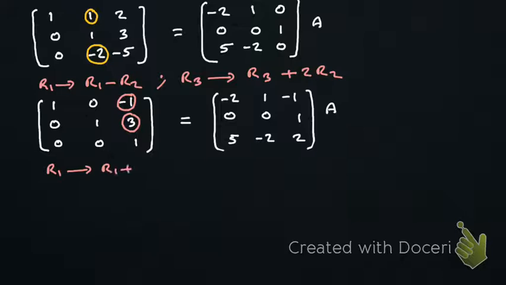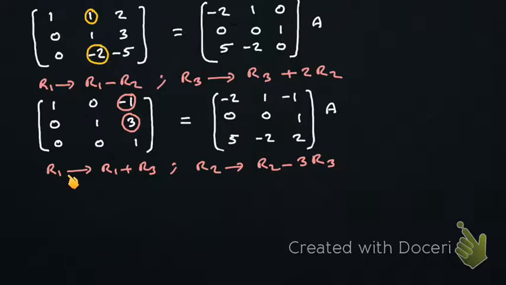So I have the two operations. One is R1 plus R3 because minus 1 plus 1 will make it 0. And the next is R2 changes to R2 minus 3 times R3. If I want 0 here, R2 changes to R2 minus 3 times R3, because 3 minus 3 only will get me 0 there. So 3 minus, where do I get 3 from? 3 minus 3 times 1. But 3 stands for R2. So R2 changes to R2 minus 3 times R3.